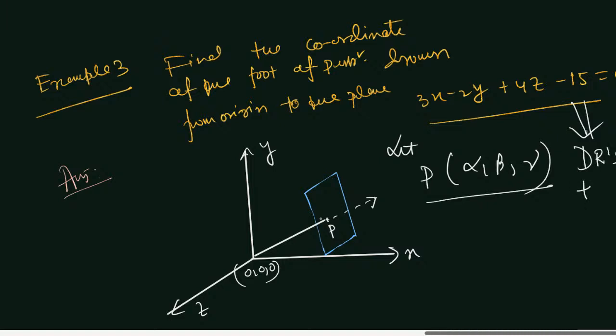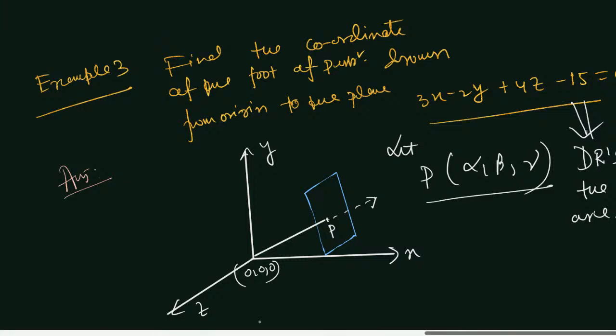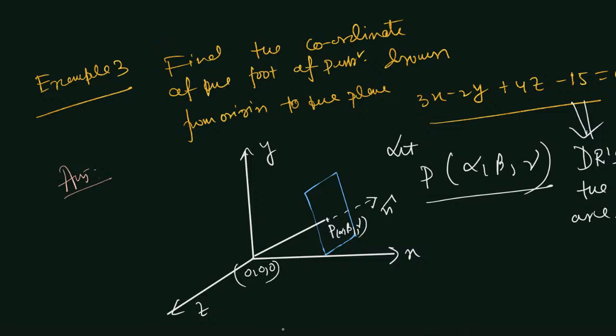The direction ratios of the normal are 3, minus 2 and 4. This is the origin. Direction ratios of the normal you got here, but this is in the direction of the normal only. So if the point is alpha, beta, gamma, then OP vector is along n cap.